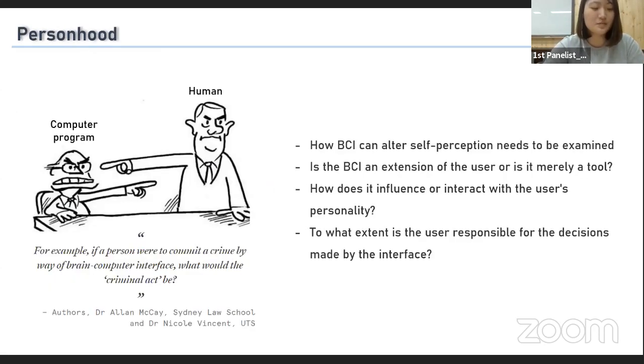Another point to be considered is personhood. According to Starner in the NPR interview, he claimed to be better with people when carrying Lizzie. However, the interview did not feature perspectives from friends and colleagues of Starner. How BCI can alter self-perception needs to be examined. Is the BCI an extension of the user or is it merely a tool? How does it influence or interact with the user's personality? To what extent is the user responsible for the decisions made by the interface? For example, who is to blame if a person commits a crime under the influence of the interface she is carrying? Companies such as Musk's Neuralink, along with legislators, need to address these questions when developing brain-computer interfaces.